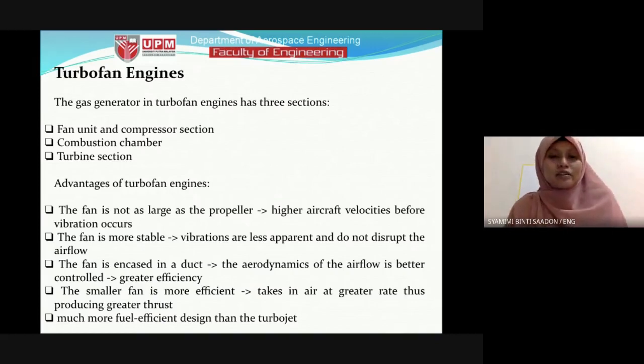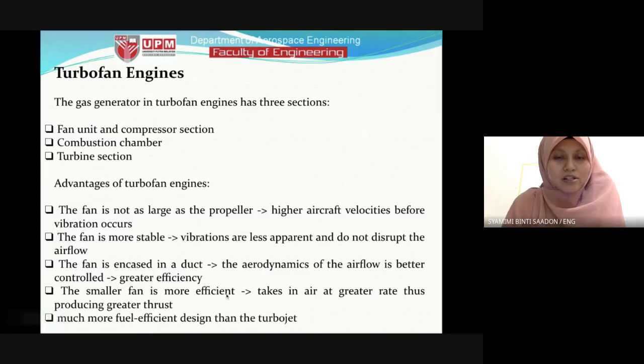Okay, next is the turbofan engine. Turbofan engine is kind of the same as the turbojet engine, except that we have the fan, of course. That's why it is called turbofan. So we have fan unit and compressor section, combustion chamber and turbine section. The advantage of turbofan engine is that, why do we add a fan?